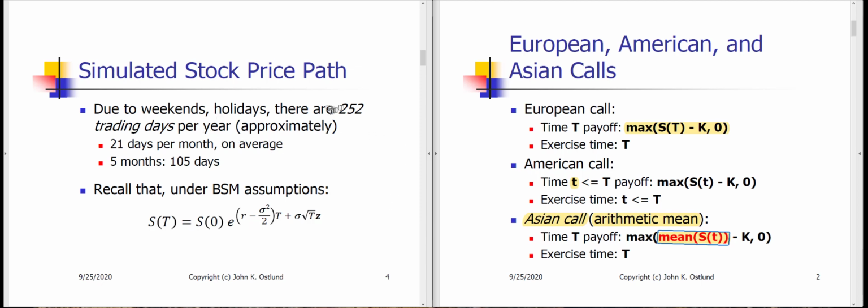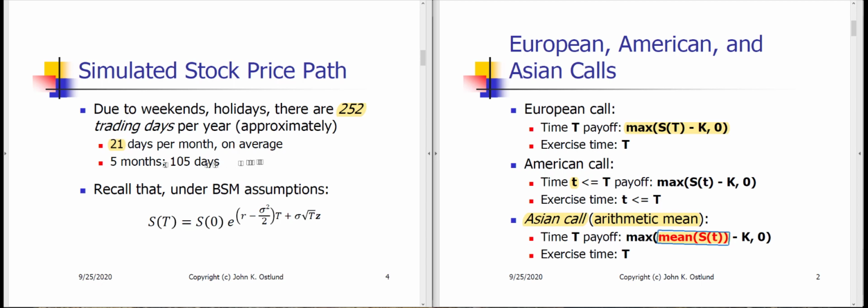So, how are we going to do this? Well, it turns out that because of weekends and holidays, there are 252 trading days in a year, more or less. Some years there's 251, some years there might be 253 due to a leap year. But on average, there are 21 trading days per month.